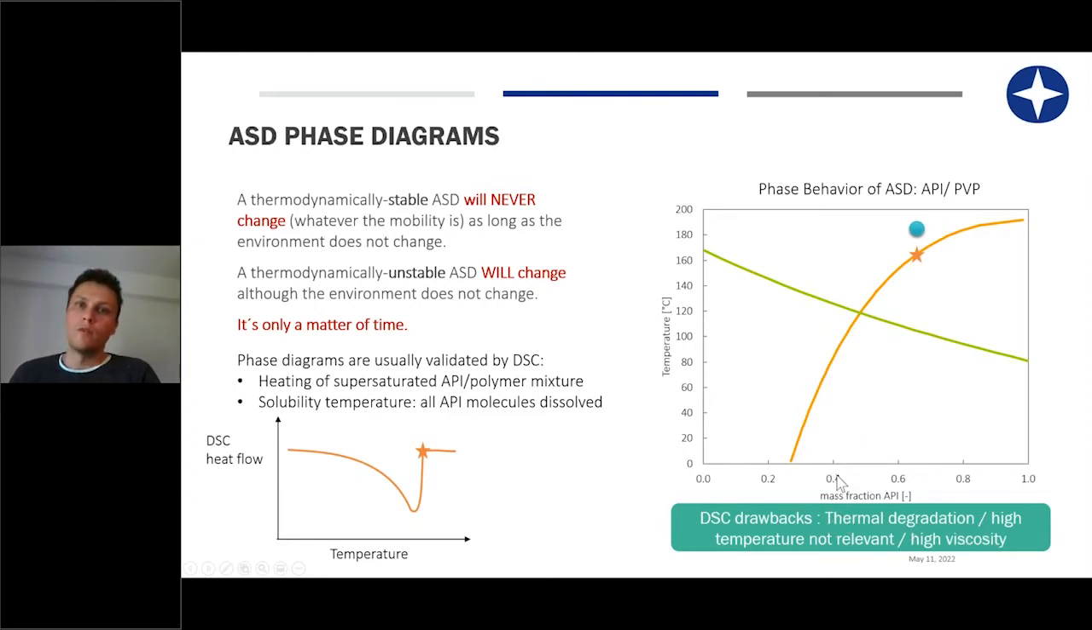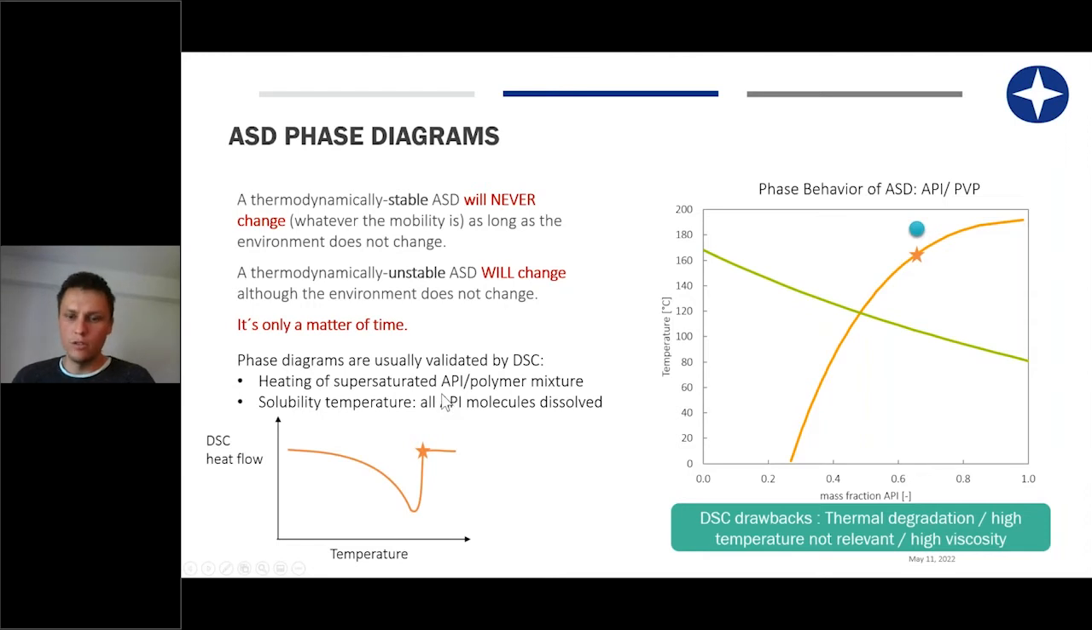The problem is furthermore that we are measuring phenomena at very high temperatures, which are not relevant, and we have a very high viscosity, which leads to the problem of low diffusivity and a kinetic retardation of this phenomenon. So the melting point depression is certainly in DSC measurements not always perfectly covered.